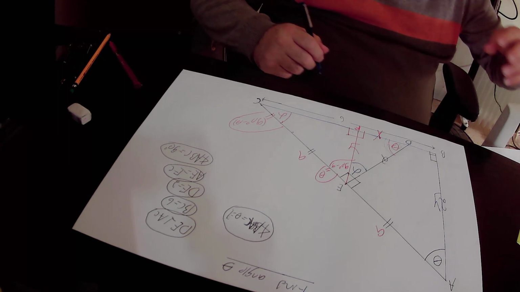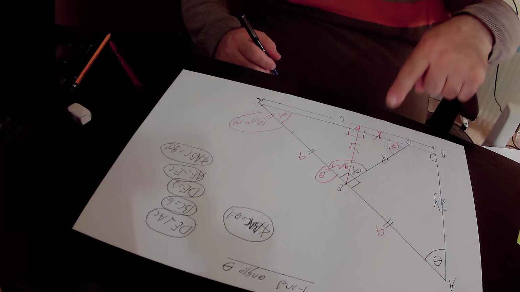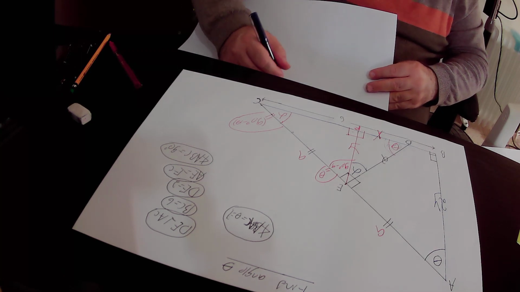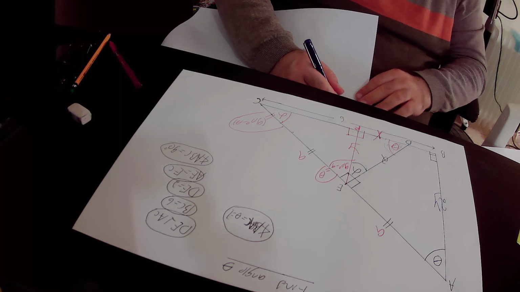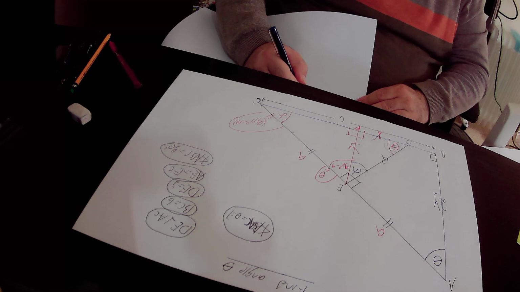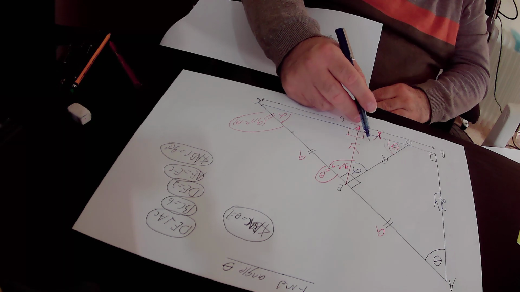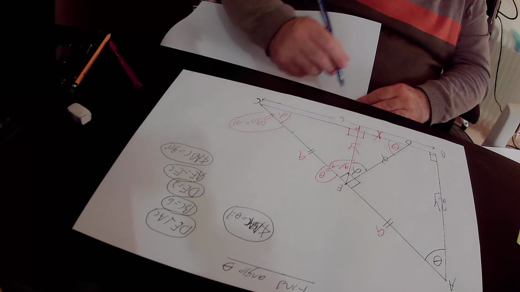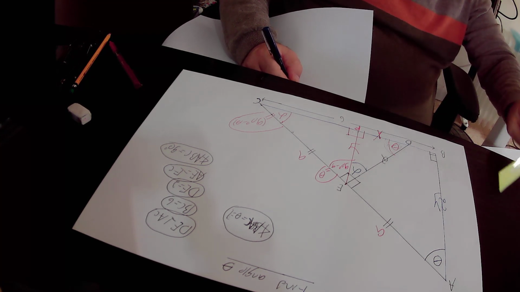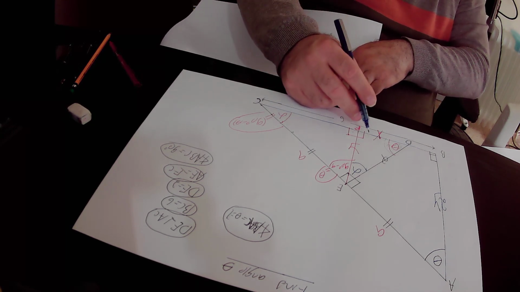In the next step, we'll prove that the right big triangle, triangle ABC, is similar to the right small triangle, triangle EDF. So the big right triangle ABC, we prove that it is similar to the small right triangle EFD. So why is the right triangle ABC similar to the right triangle EFD?